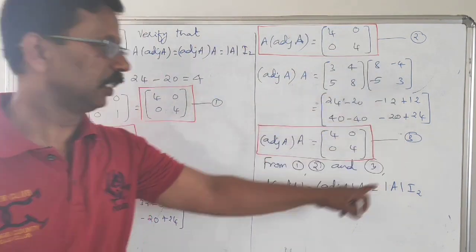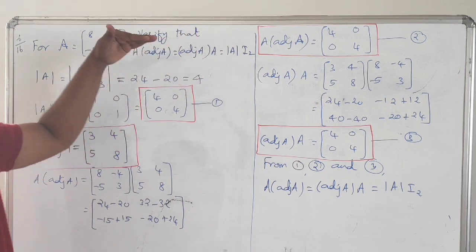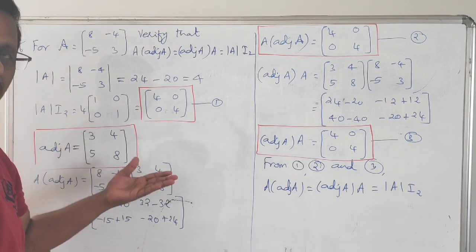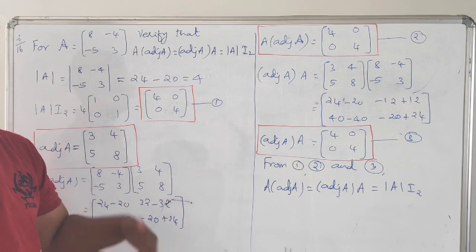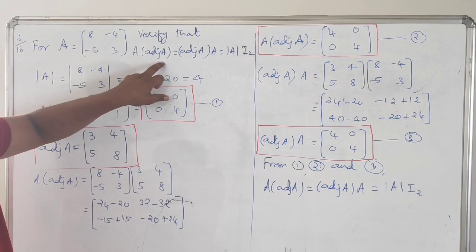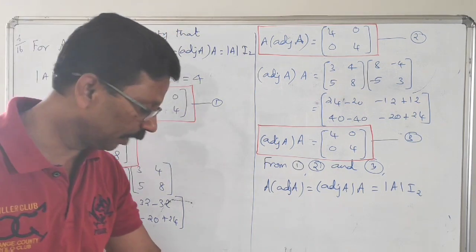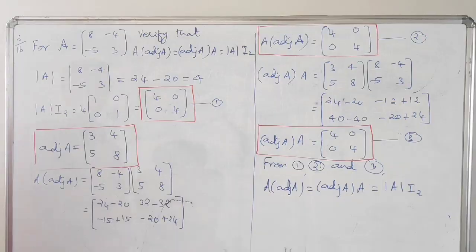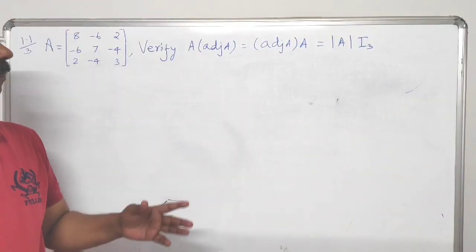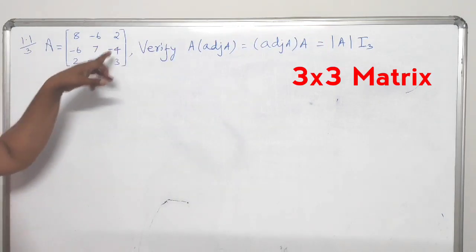do this property. That is, this property is always true, whether it is a 2 by 2 matrix or a 3 by 3, whatever be the order of the square matrix, this property is always satisfied. Therefore, this is a very important thing, keep in mind. Now, likewise, let us verify this property for this 3 by 3 matrix.